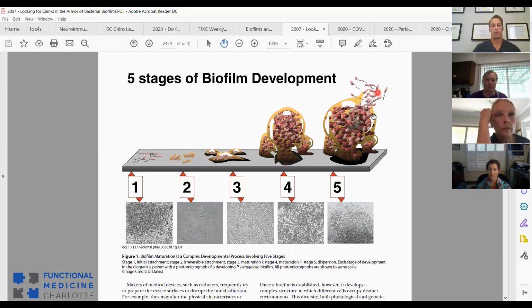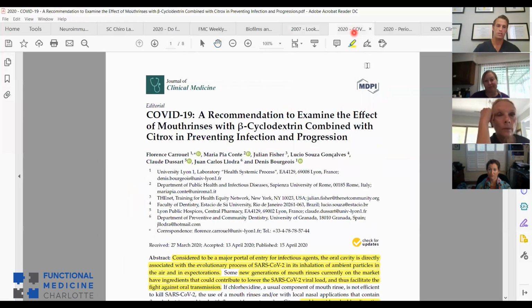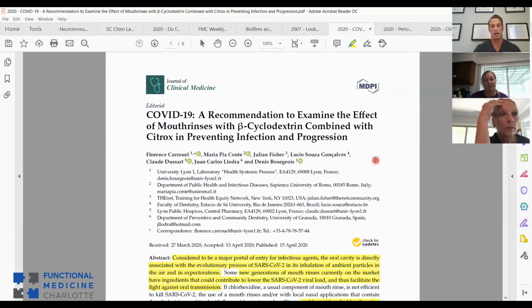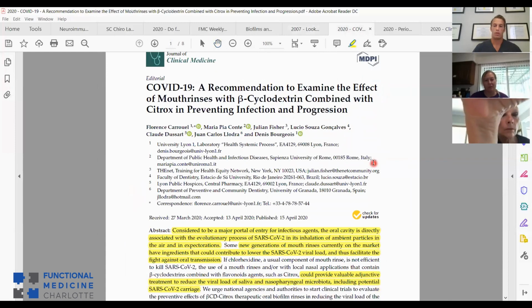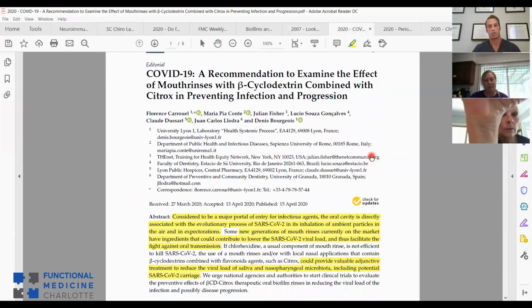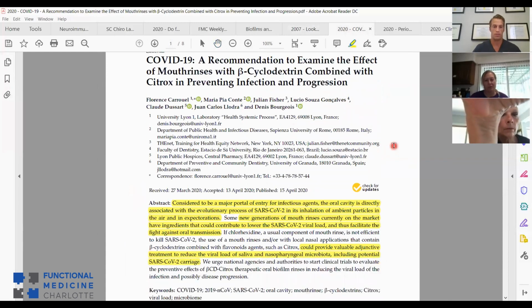Now, if we take biofilms and we layer on the current events of COVID with it, there's research suggesting that COVID biofilms could be at play in the mouth, okay? And since it's an upper respiratory infection, researchers have investigated whether mouth rinses could be effective in helping decrease viral load and risk of infection.